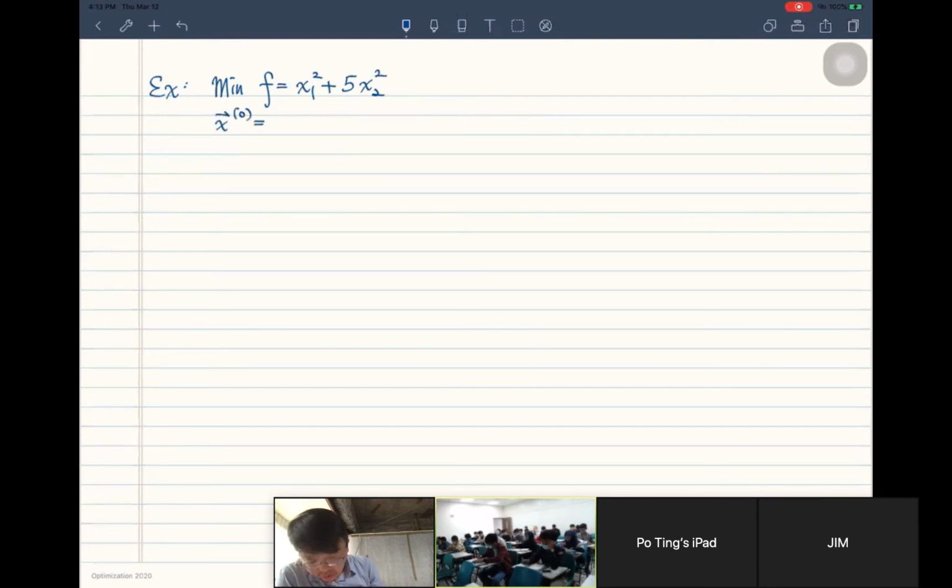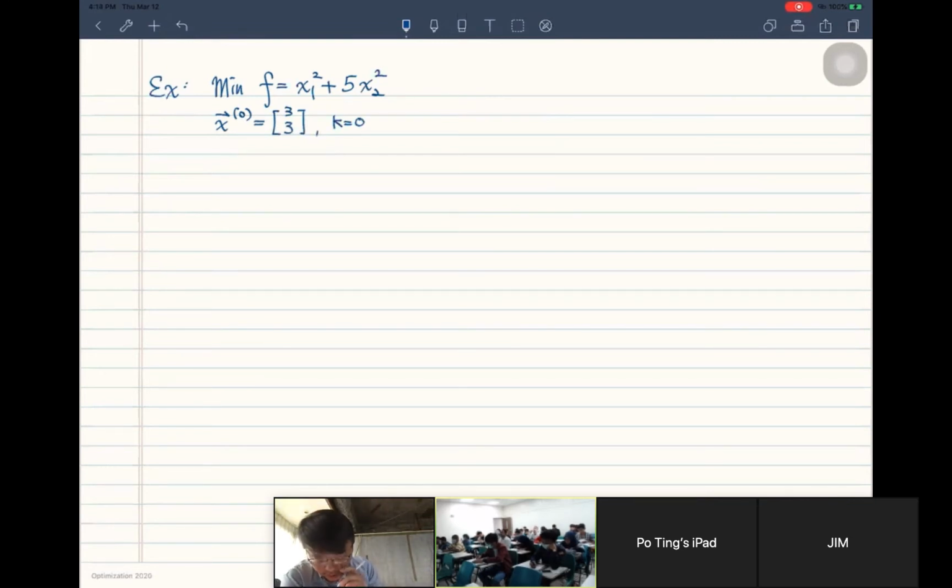So one example. Let's solve a 2D problem. Trying to minimize f equals x1 squared plus 5x2 squared. Just a very simple one. So supposedly the solution is 0 and 0. Okay? And let's start with an initial guess. Let me just make it simple. So the initial guess x0 equals, let's say, 3, 3. And k equals 0. Okay, that's my guess. So what's next?